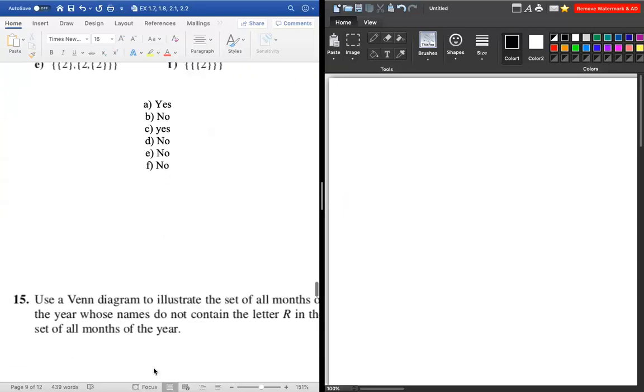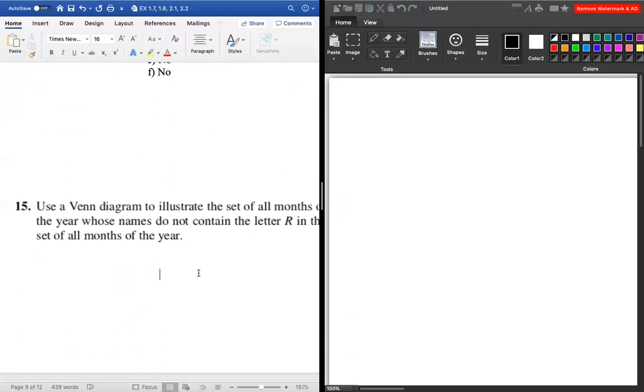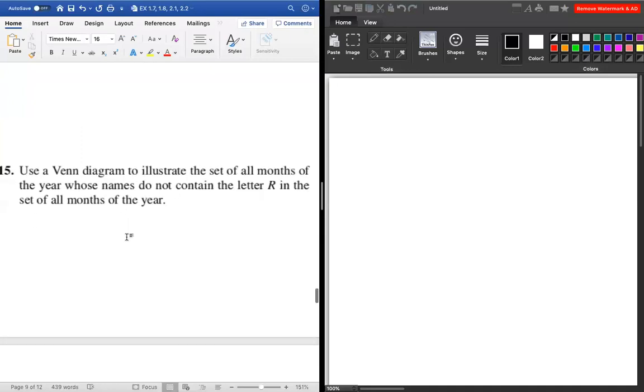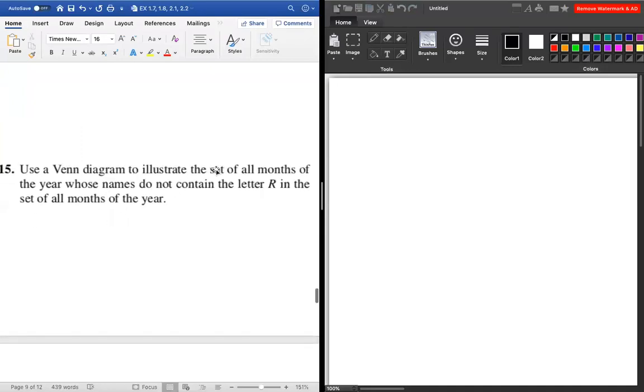Okay, let's move on to the next one. So here, in order to illustrate the elements of the set, we can draw the Venn diagram for the set. In this question, we have to draw a Venn diagram. In the Venn diagram, we illustrate the set of all months of the year whose name does not contain the letter R in the set of the months of the year. So here we will have a Venn diagram.